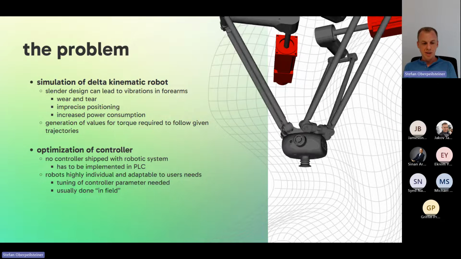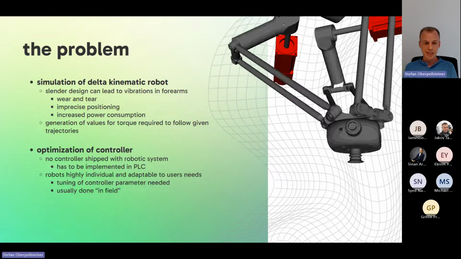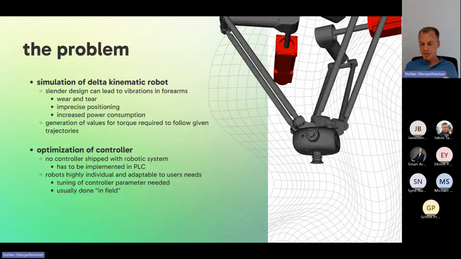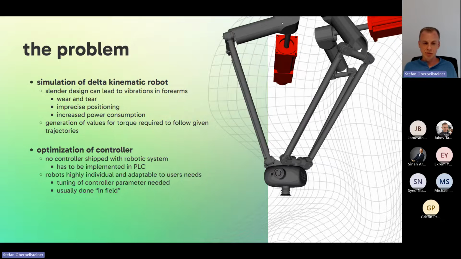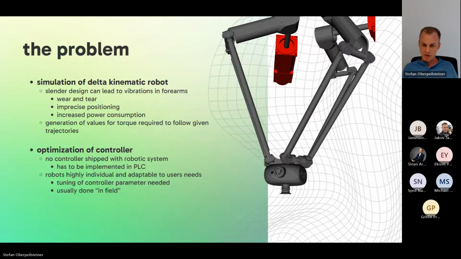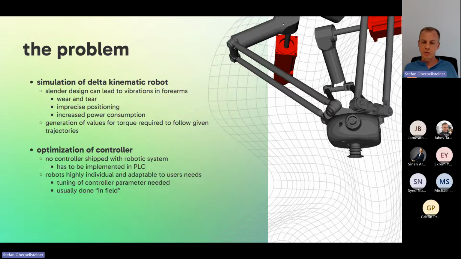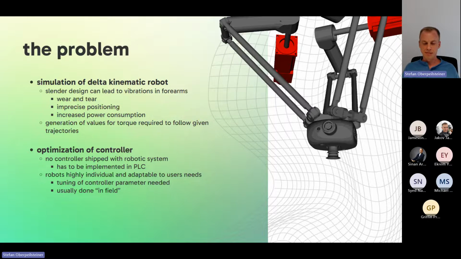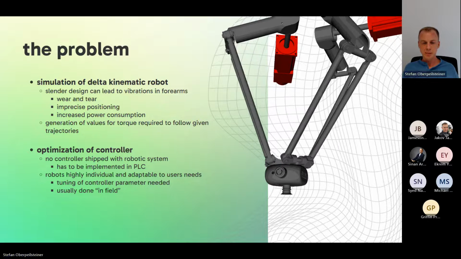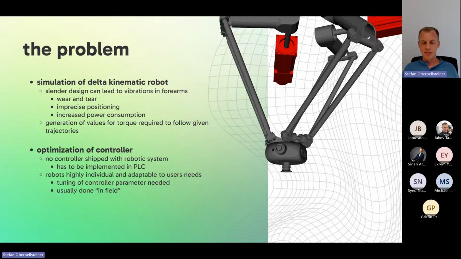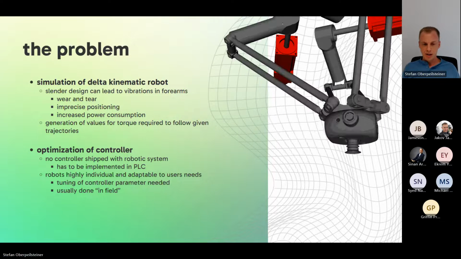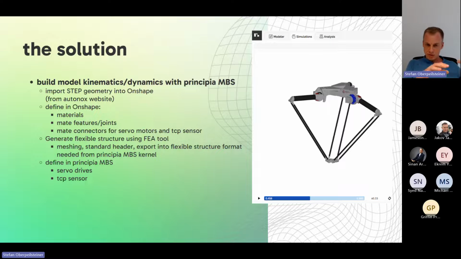As this robot is highly individual and adaptable to users' needs, this is always a very individual task for one project. You can tune these controller parameters to your needs. And in the field, you only have to fine-tune this because of several issues like parameters or influences of different environments, etc. All right, so this is the problem. So we were looking for a simulation and embedding this simulation into a controller, which can be used to tune the controller parameters.